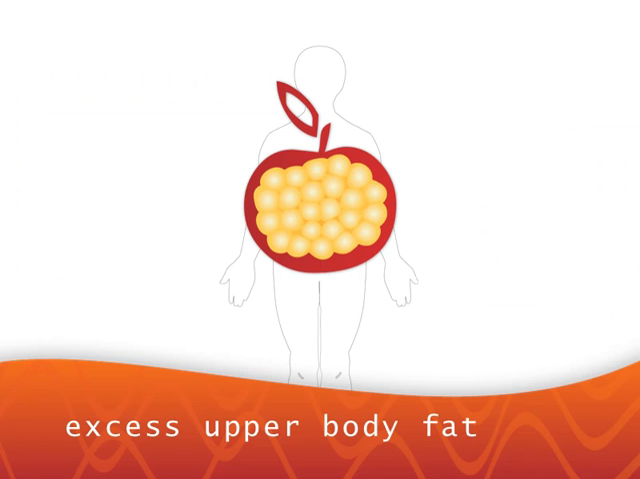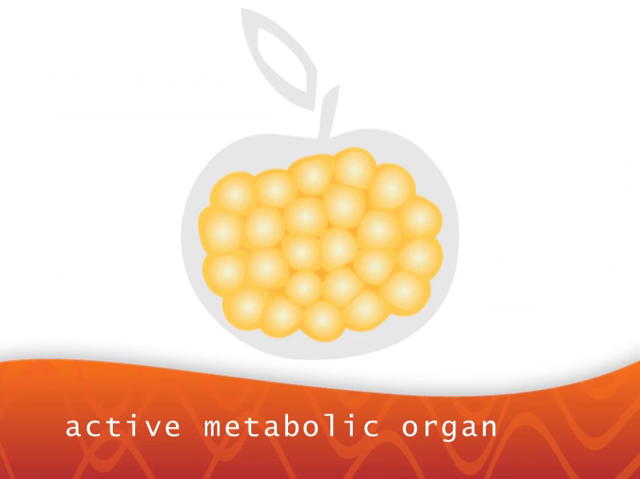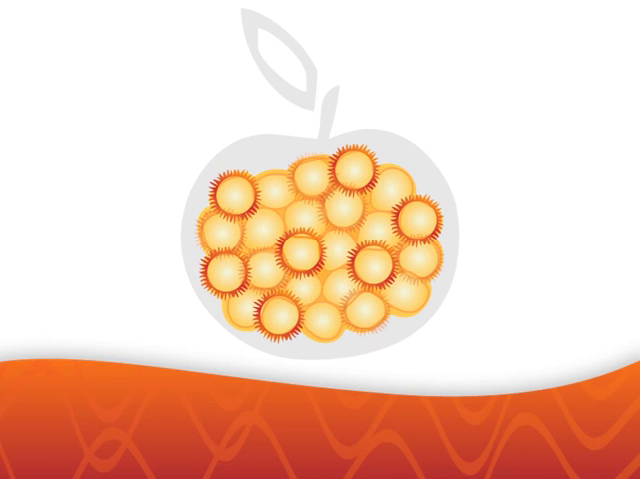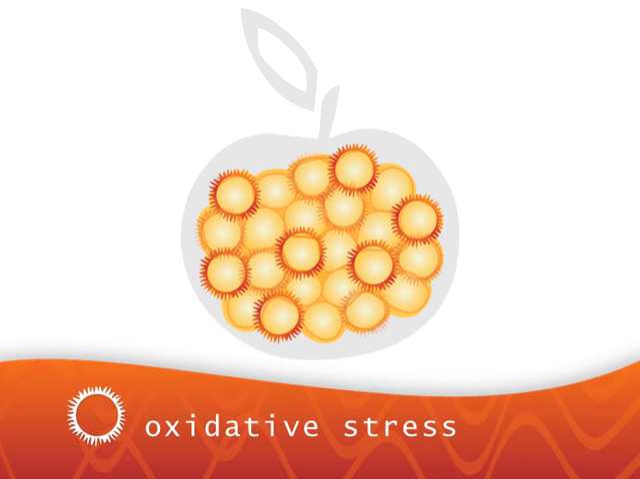As you gain excess fat in the upper body, it forms an additional, very active metabolic organ. This organ generates a constant flow of harmful substances called free radicals or reactive oxidant species. Excessive formation of free radicals damages the cells. This process is called oxidative stress.